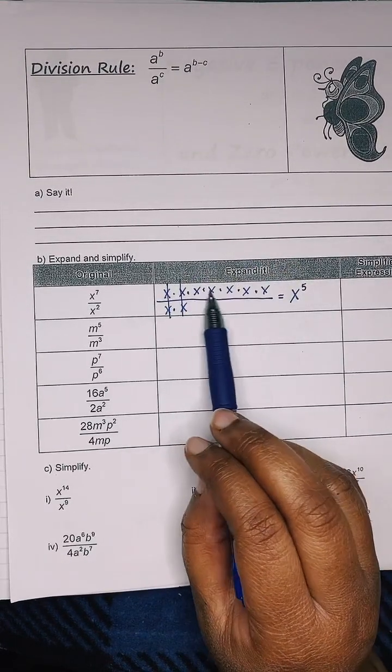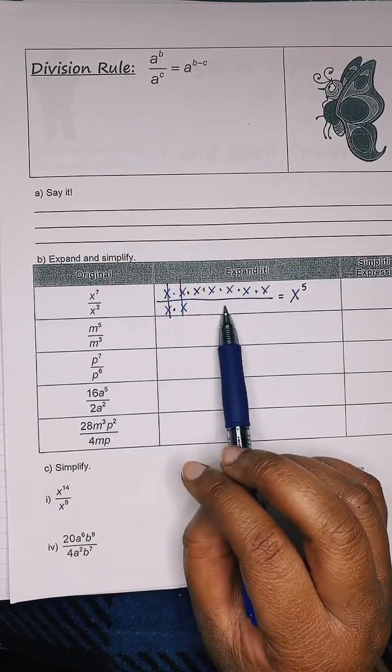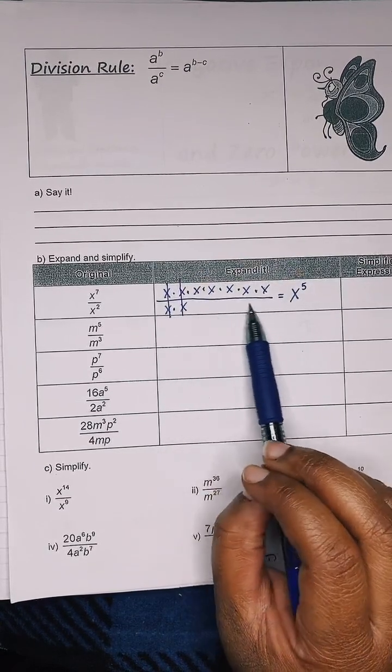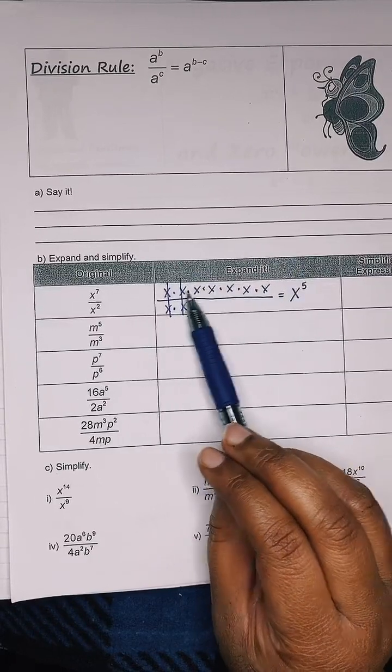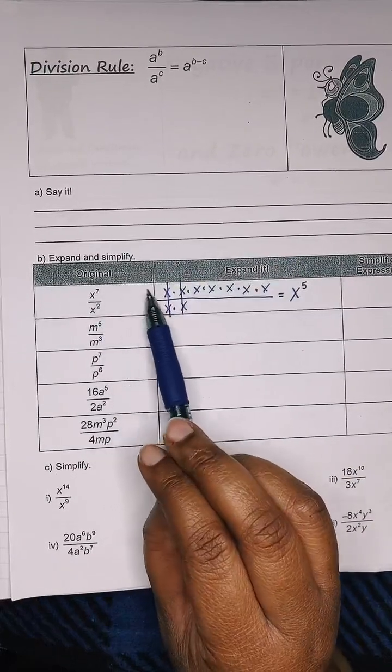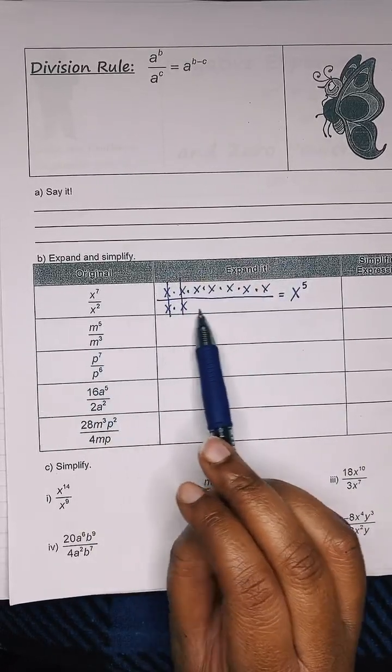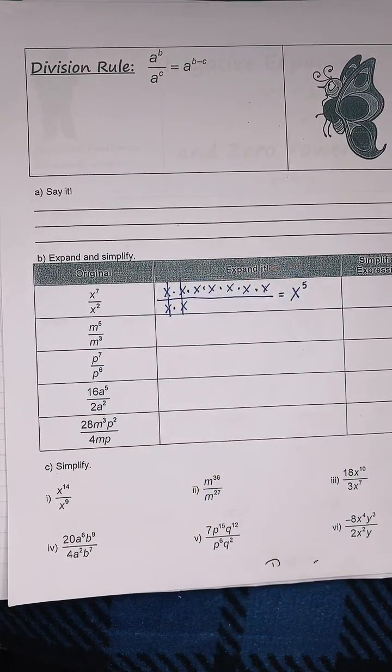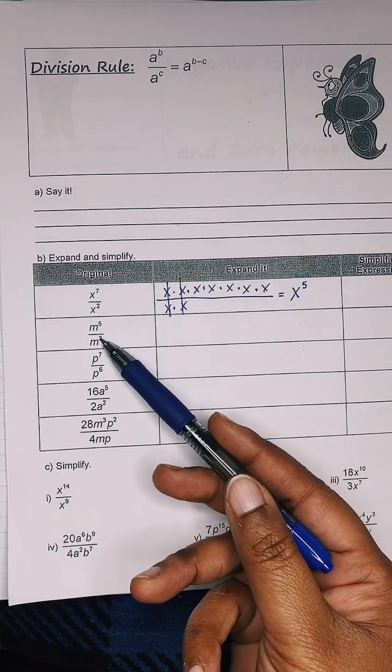And the placement really does matter. We can't put x to the 7th down here and 2 up here. You have to put them where they're at. If they're in the numerator, you keep them in the numerator. If they're in the denominator, you keep them in the denominator. Okay, wonderful. So let's do this one.